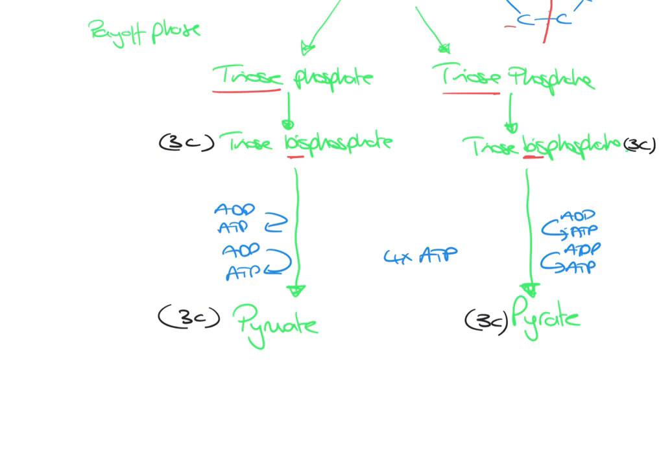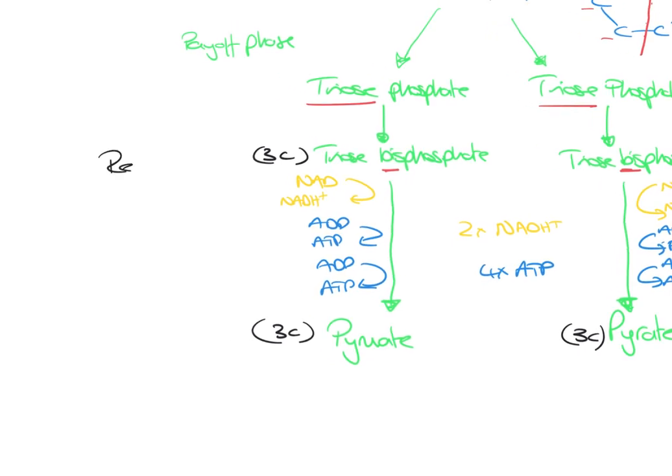I also get something called reduced NAD. So NAD becomes NADH plus, and let's talk about this molecule NAD. I get two of those of reduced NAD. Let's talk about what the word reduced means. Reduced is related to the chemical term reduction, or gained electrons.